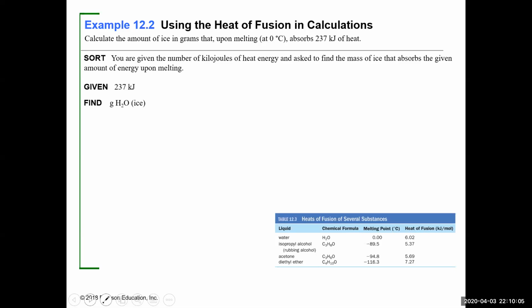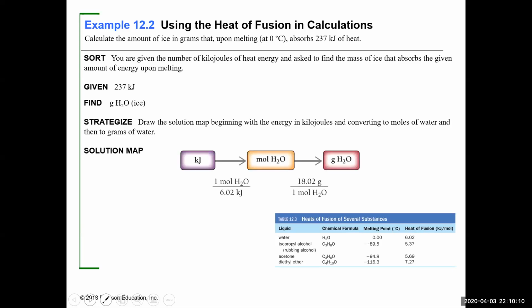This process will be very similar to what we did in example 12.1. Drawing the solution map, we're starting off with our kilojoules of heat. We're using now the heat of fusion to convert our kilojoules of heat into moles of H2O. And then lastly, to convert from moles of H2O into grams of H2O, we'll use the molar mass.